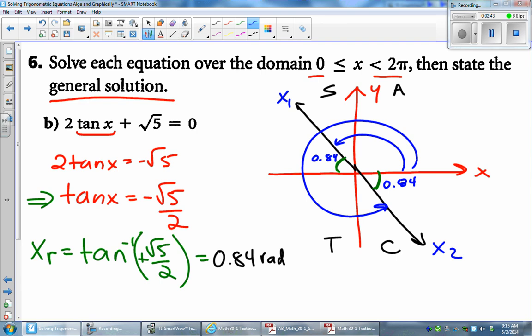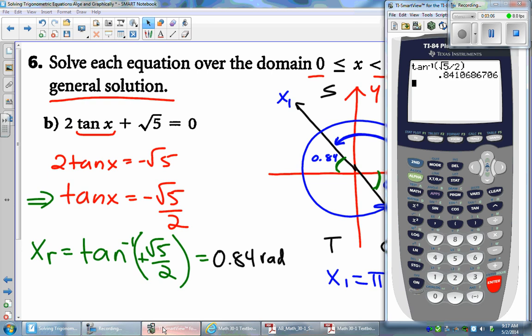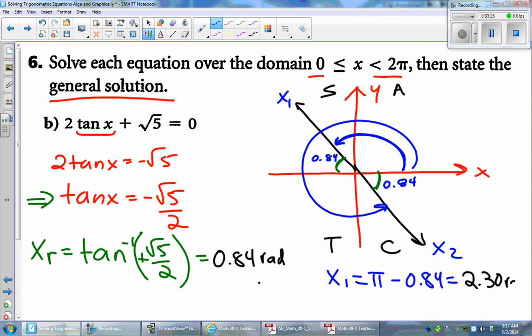For x1 here, you'll see that x1 is from the positive x-axis to the second quadrant. So to get that rotation angle, we need to take pi, which is equivalent to 180 degrees, and subtract 0.84. So let's go back to the calculator here, and just go second function pi, find that pi button, and then subtract your answer. So our first solution is 2.30 radians. And let's find that second solution, which is in quadrant 4.